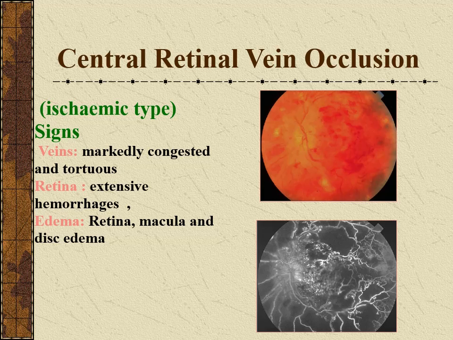Also there will be other signs of ischemia like soft exudates that can be seen in the ischemic type. The pupil for this patient will show afferent pupillary conduction defect.